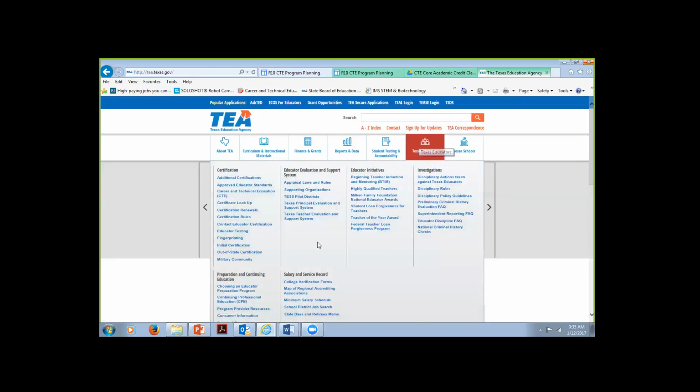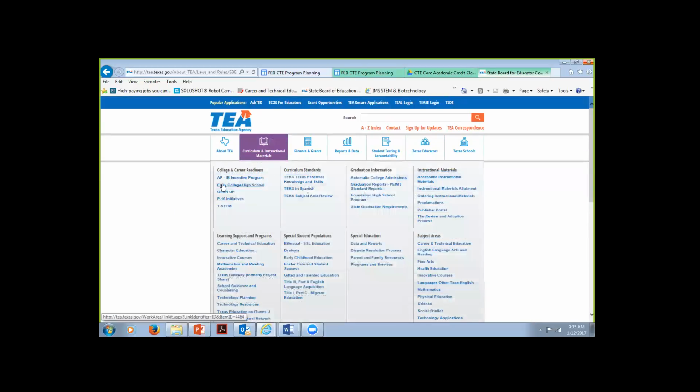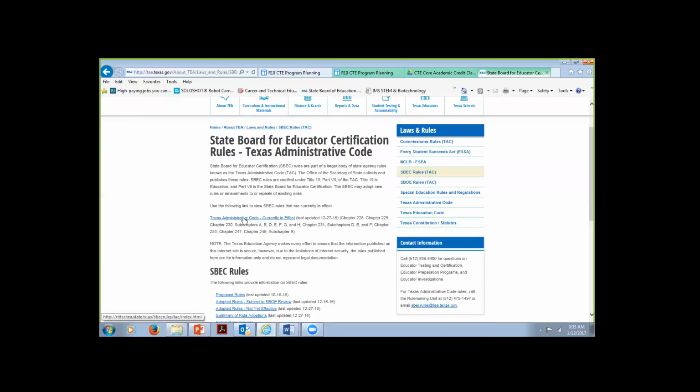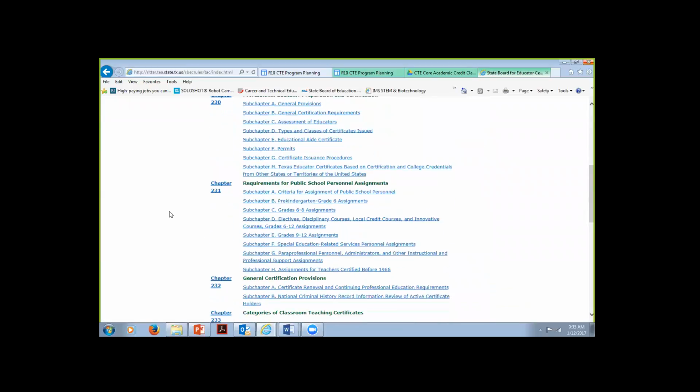So go to Texas Educators, come straight down, come over to Certification Rules. This is how you'll find any certification you need. On this particular page, if you notice, it says State Board of Educator Certification Rules. You'll go to the Texas Administrative Code currently in effect. We're going to be looking specifically at Chapter 231 for certifications.